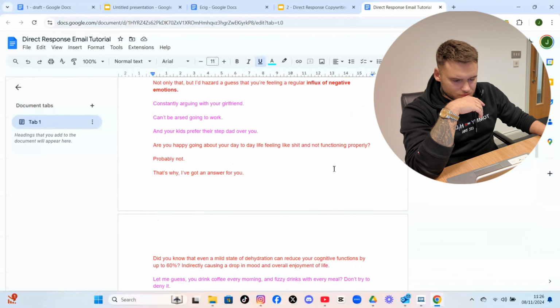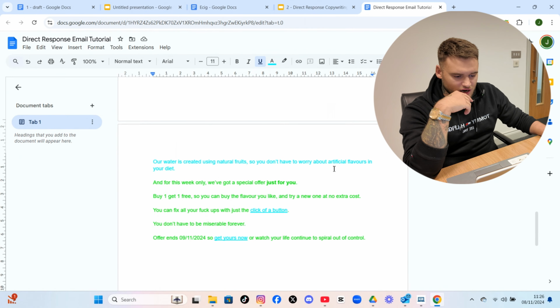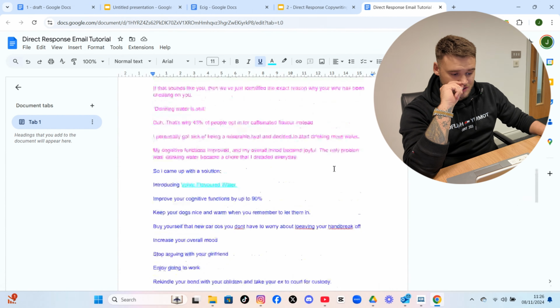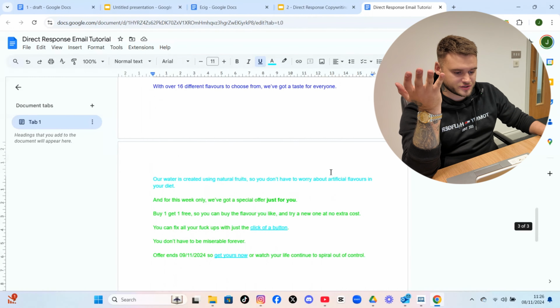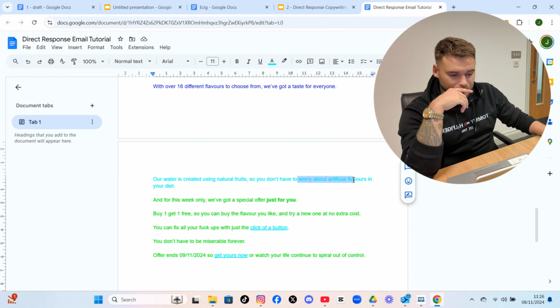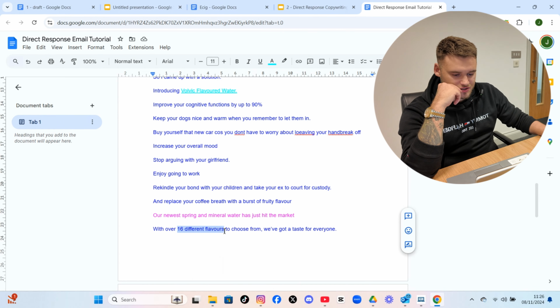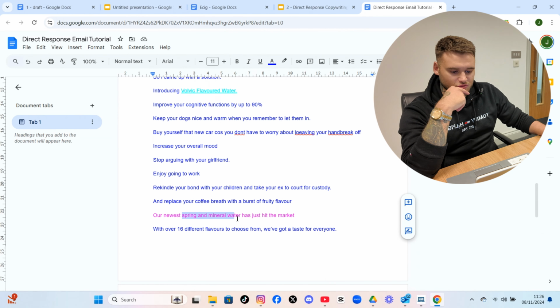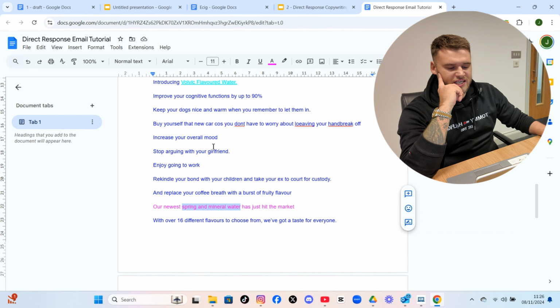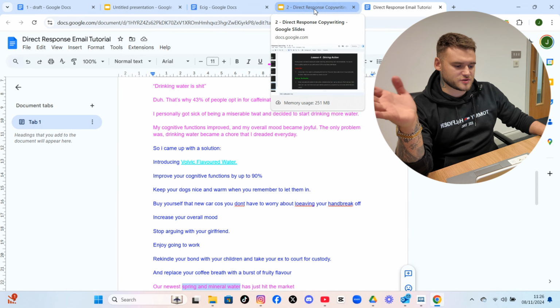And again, I think I use Nesbit. I can't really be arsed breaking it all down, but there's some elements of Nesbit in there, like it's created using natural fruits, so there's no artificial flavours, safe. You know, big 16 different flavours, big promises. Newest spring and mineral water has just hit the market, new. So I've hit 3 emotions there. I could probably find easy somewhere, but that's the general principle of writing direct response email.